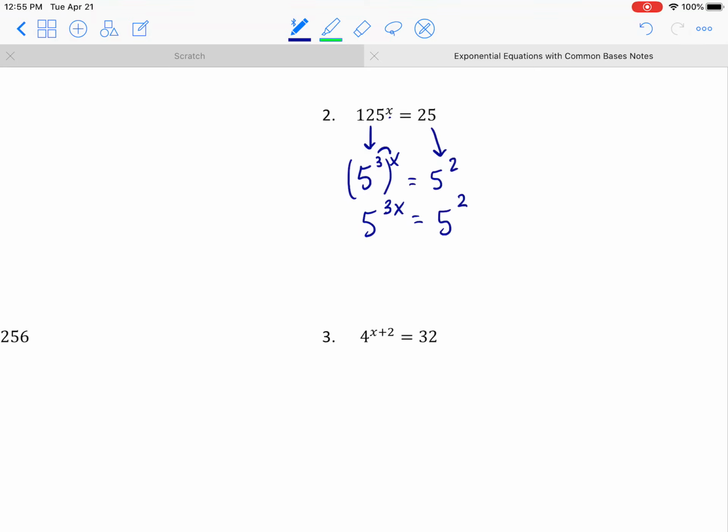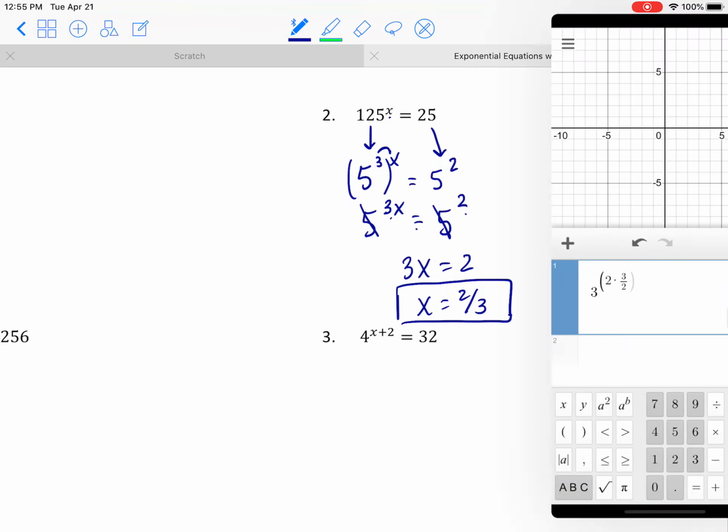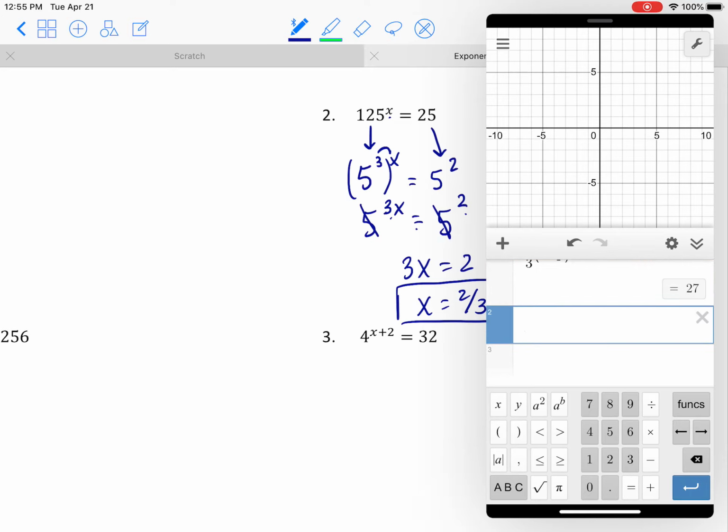Now this is our power rule here. These exponents get multiplied, so I could really just say this is 5 to the 3x equals 5 to the second, but our bases are equal. If the bases are equal, the exponents have to be equal. So we're going to cancel out those common bases and solve with just the exponents. So the 3x here has to equal the 2 that's here. And if 3x has to equal 2, then x has to equal 2/3.